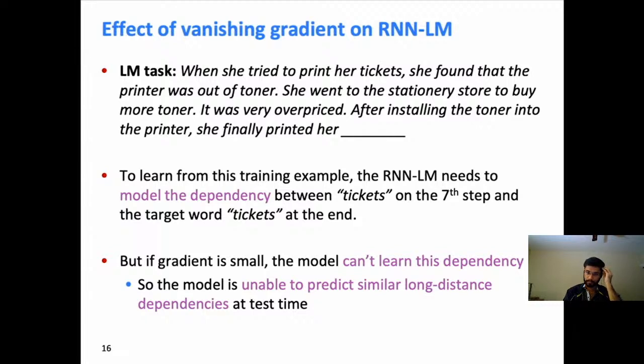with respect to the early step are going to be very small because it's a fairly long distance, right? And this means that the model is going to be unable to learn this dependency easily or at all. So if the model can't learn this kind of dependency during training, then the model is going to be unable to predict similar kinds of long-distance dependencies at test time. Okay, here's another example.